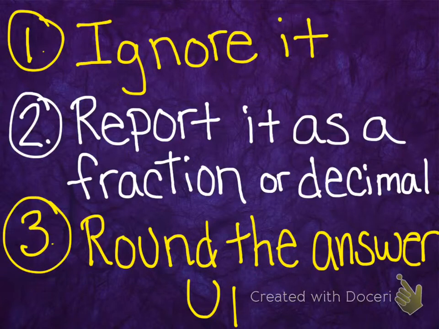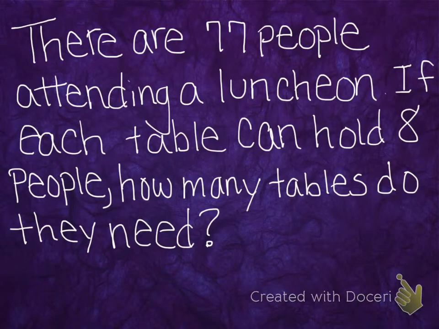So, here are 3 options that you have when you get a remainder in a story problem. You are either going to ignore it because it's not important in solving the problem, you're going to report it as a decimal or a fraction, or you're going to round the answer up. So, let's take a look at an example of a story problem.